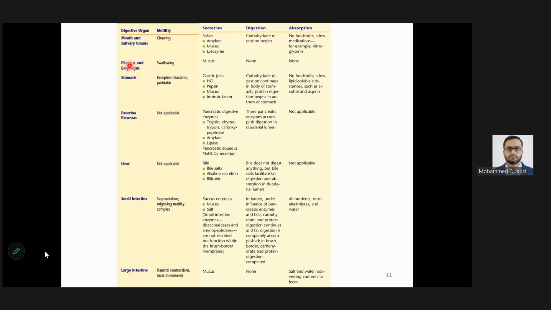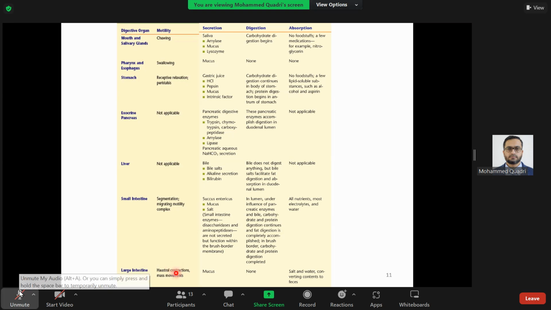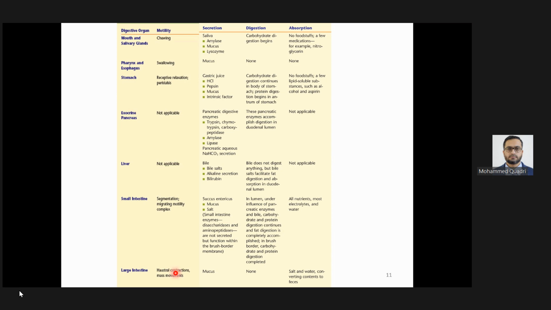You see, I have covered the mouth, the stomach, the pancreas runningly, and the small intestine now runningly. Similar to this, for the large intestine, you have to come here. What type of motility in the large intestine? Involuntary. And okay.